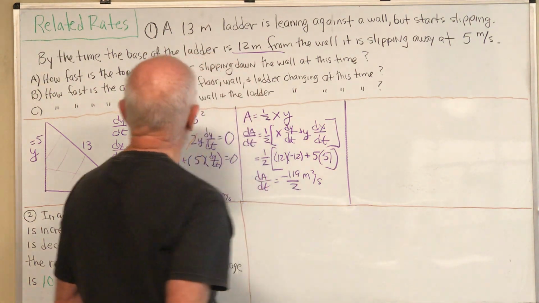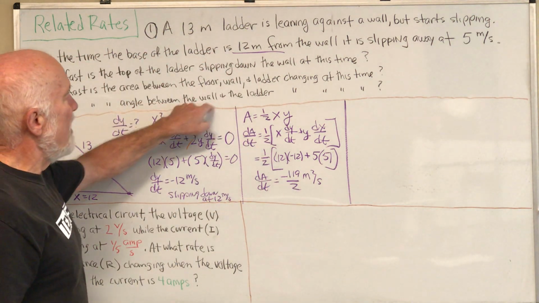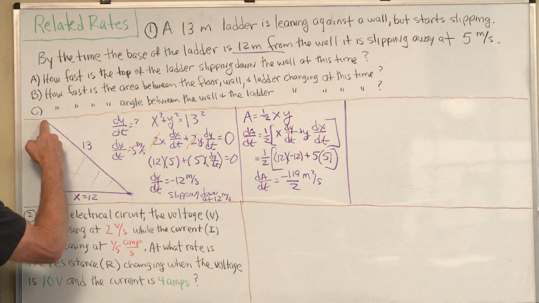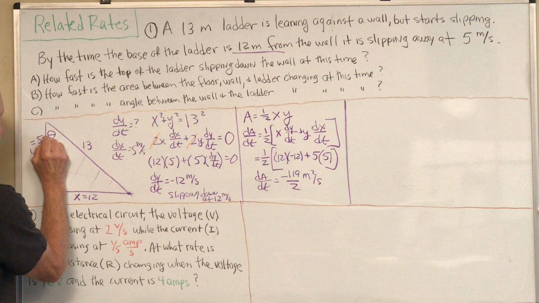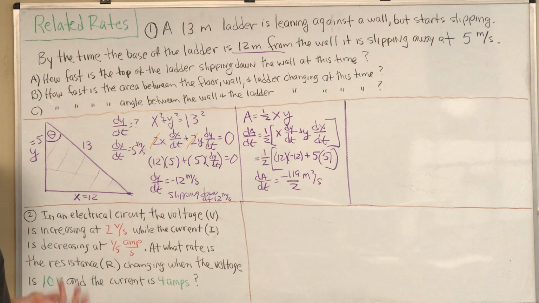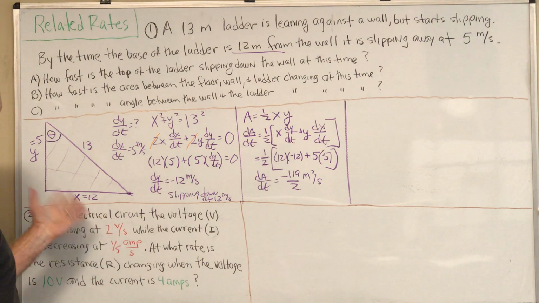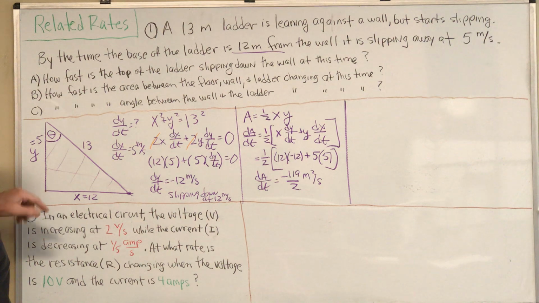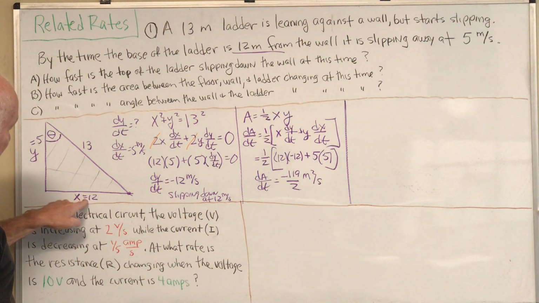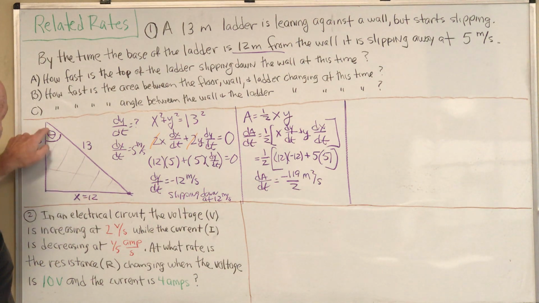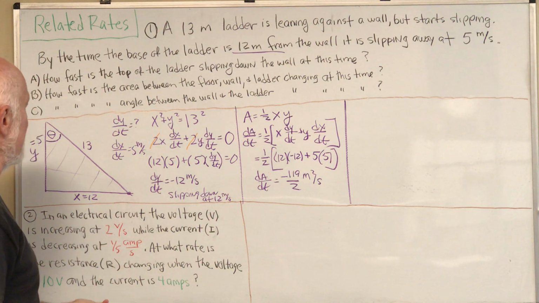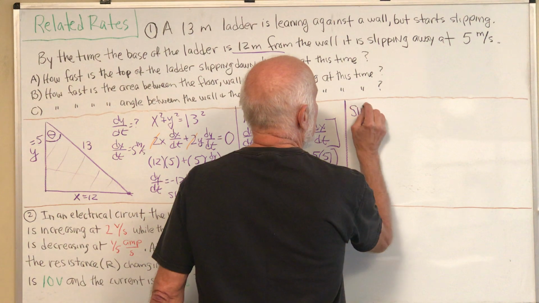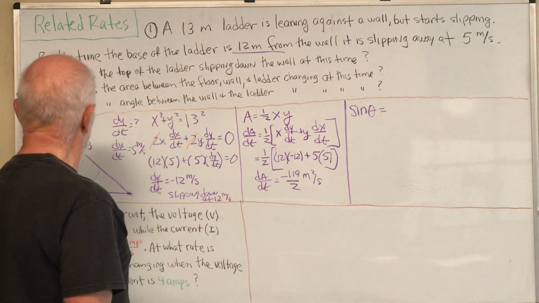Now, the last thing they ask, how fast is the angle between the wall and the ladder changing? Well, here's the wall and here's the ladder, so this is the angle, so we need a variable name. And we need a relationship. Well, especially if we hadn't already done A and B, we already know something about the rate at which x is changing. So I would probably use x and a constant. So the opposite of the angle and the hypotenuse, you'd want to use the trigonometric relationship, the sine. So you could say the sine of theta is x over 13.